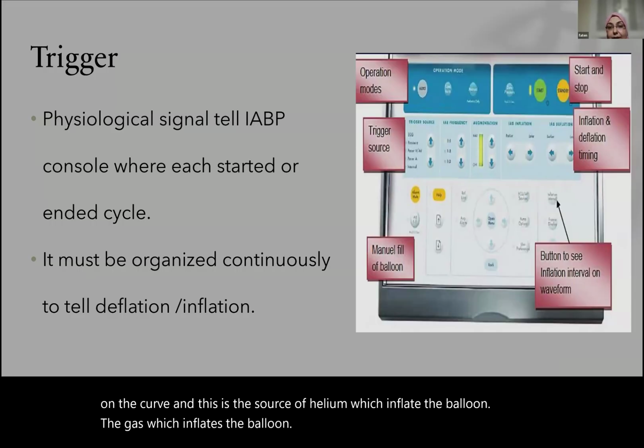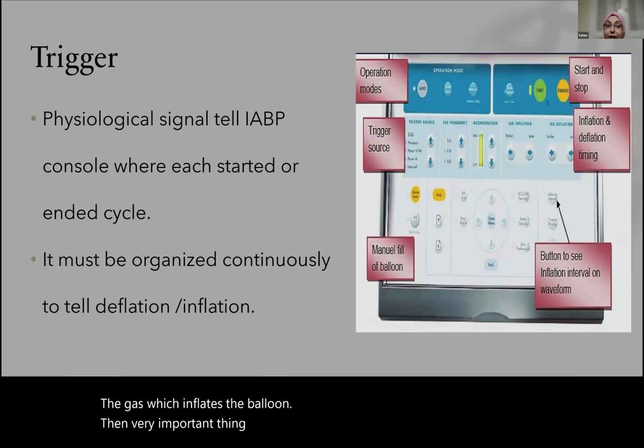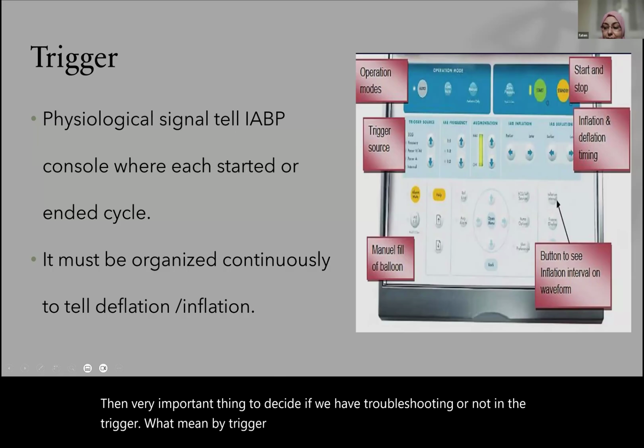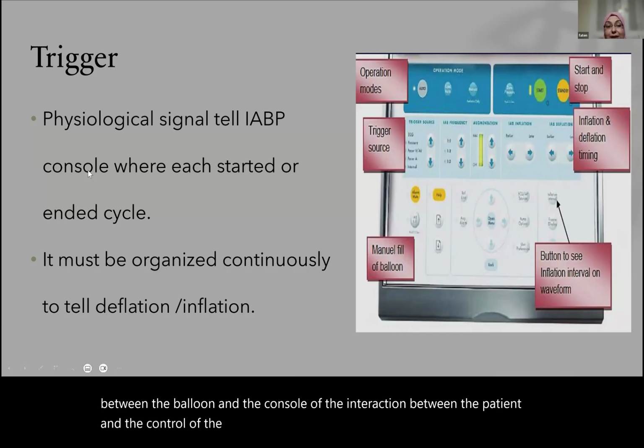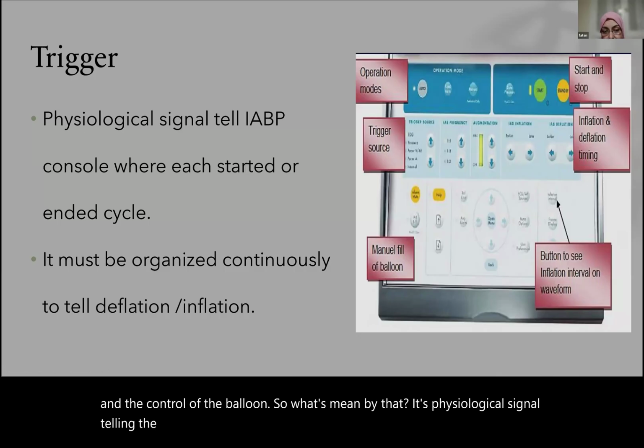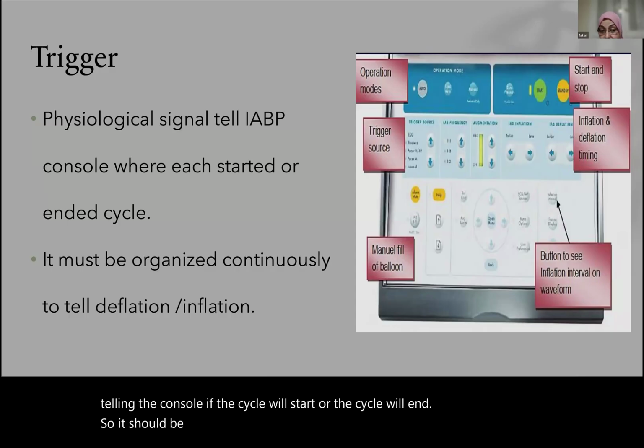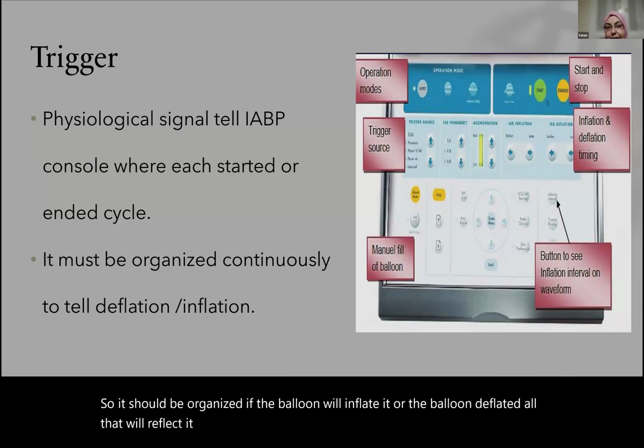Then, a very important thing to decide if we have a troubleshooting problem or not is the trigger. What do I mean by trigger? Trigger is the interaction between the patient and the console of the balloon. So what does that mean? It's a physiological signal telling the console whether the cycle will start or end. So it should be organized. Whether the balloon inflates or deflates, all of that will reflect on our patient and on the physiology of the balloon itself.